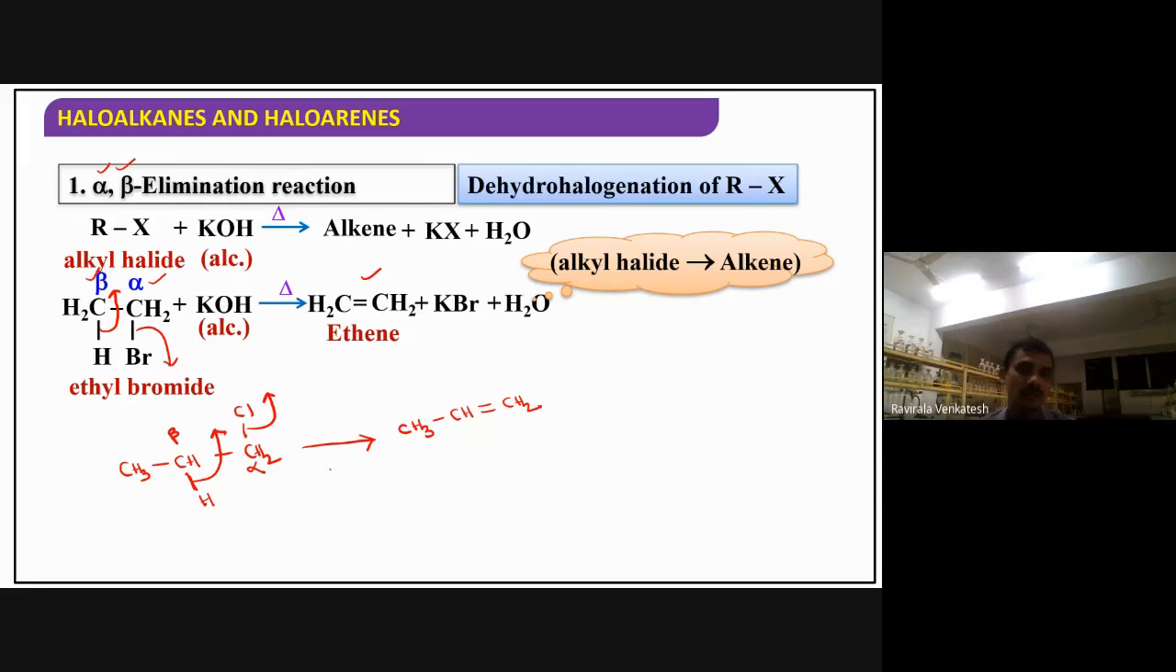Very simple or not? Identify the alpha carbon and beta carbon. Place the bond between carbon and carbon, taking the hydrogen, and you are going to get propene. So what byproducts will you get, taking alcoholic KOH? The byproduct will be KCl plus water. Byproducts are not very important for us. We need to write propene like this. Okay, so this is about the alpha beta elimination reaction.